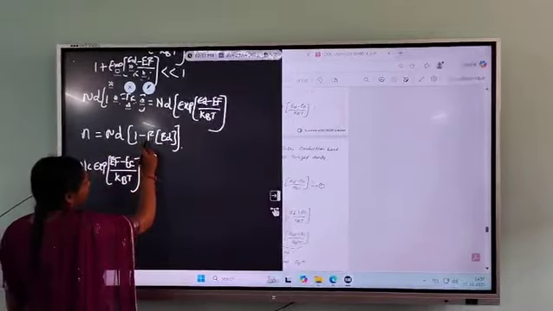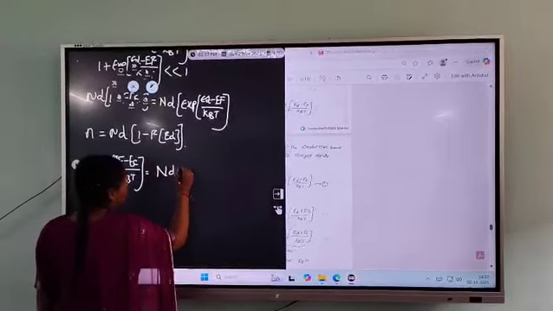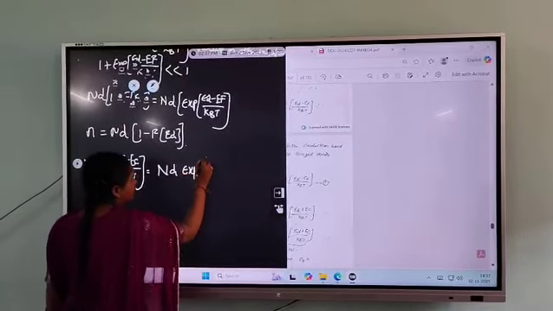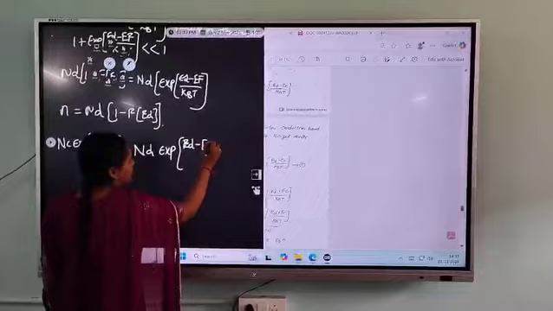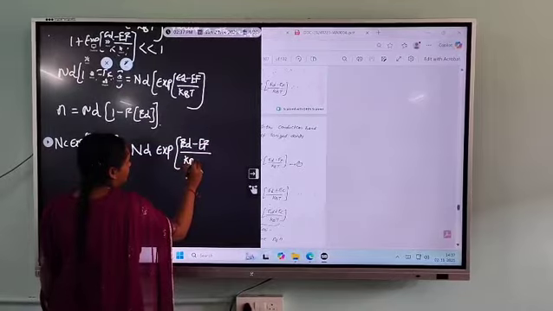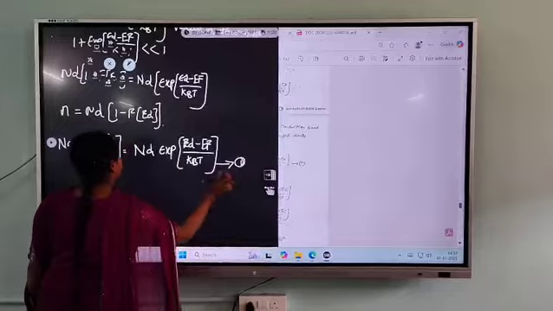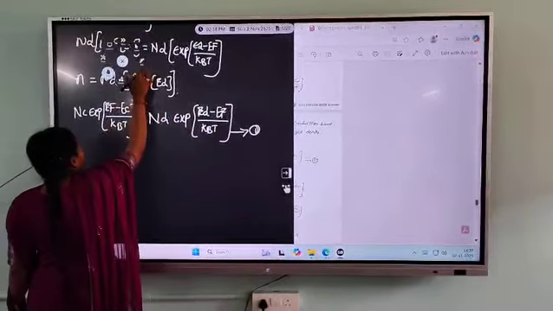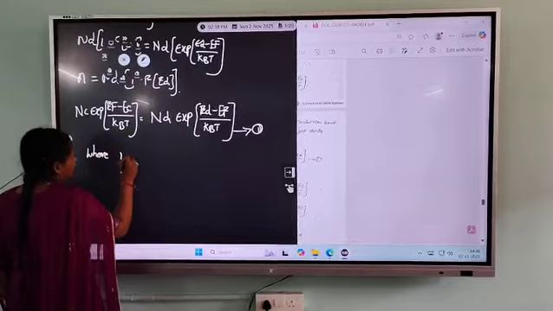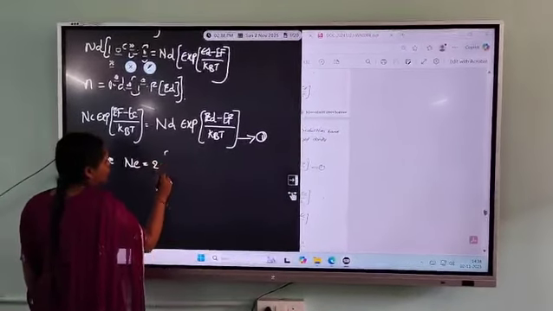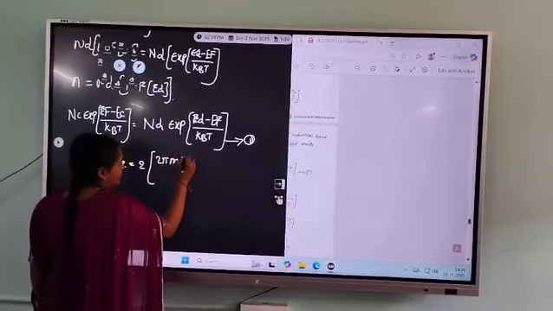Next, Nd into 1 minus F of Ed is equal to Nd into exponential of Ed minus Ef by kBT. This is equation 1, where Nc is equal to 2 into 2 pi m_e star kBT by h square, whole power 3 by 2.